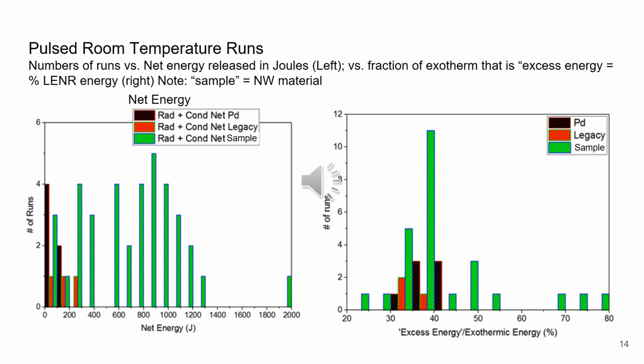On the right-hand side, for perspective, we plot the number of runs that have a ratio of excess energy to exothermic energy as a percentage. And as seen here, while many of the NW runs were around 40 or so percent, several produced well above 60%.